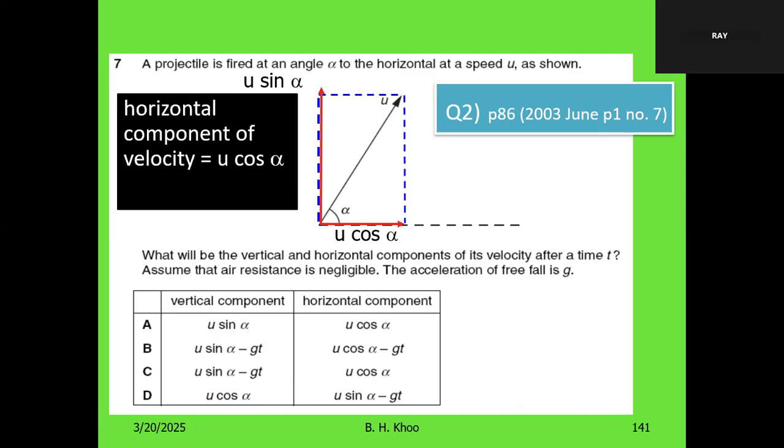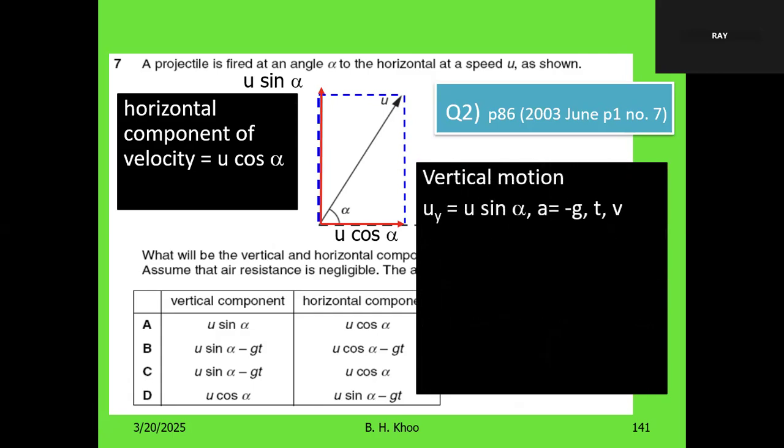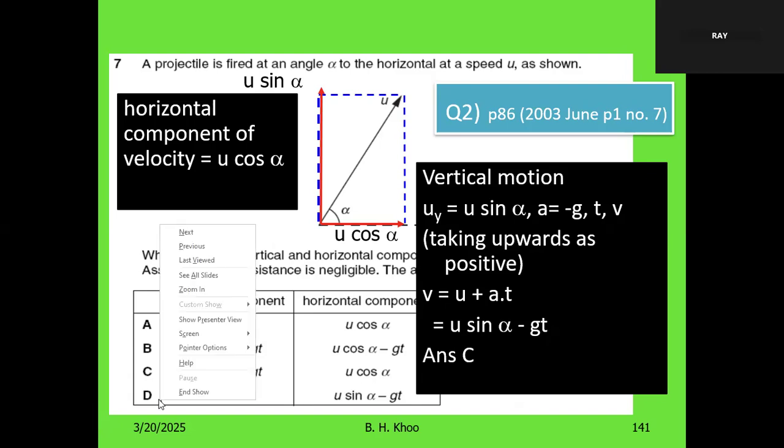Horizontal is constant, u cos alpha. Vertical motion, right? Initial vertical velocity is u sin alpha. a equals minus g. We take up as positive, t and v. So taking up as positive, v equals u plus at. Put in your equation. Answer is 0. Yep, got it.